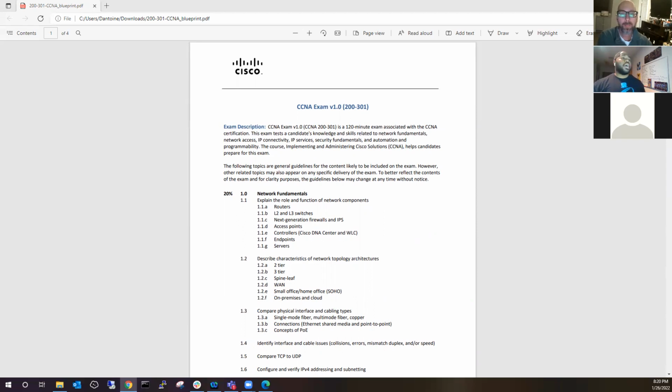With that being said, what's a router? What does it do? It forwards or blocks traffic in between networks. What layer does the router operate at? Layer 3.